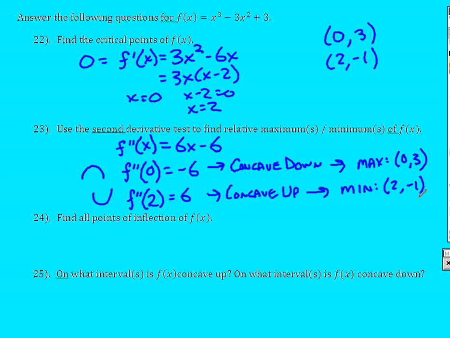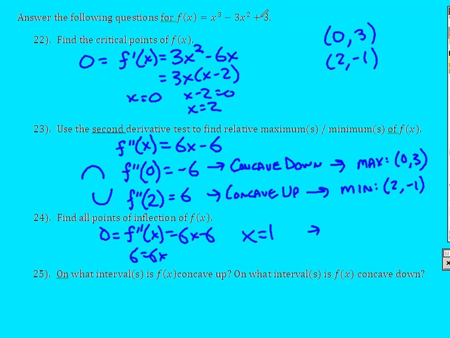Alright, now to find all points of inflection, all we do is set f double prime of x equal to 0. Well, f double prime you said was 6x minus 6. That means 6 equals 6x, or x equals 1. If x equals 1, I'm going to plug back into the original equation. When I find a point, critical point or point of inflection, I need to go back to the original.